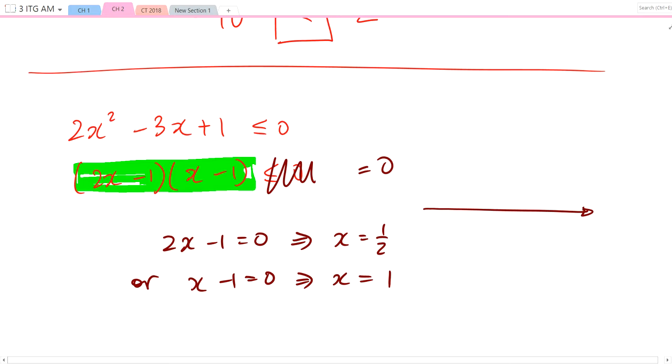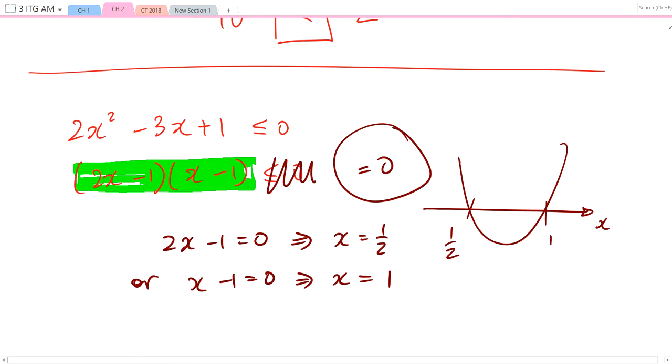Parabola opening up or down? Opening up. Does it intersect my x-axis? Yes. At which point? 2 points. Which 2 points? Half and 1. Right? This is if we are solving an equation where it is equal to 0. Okay?